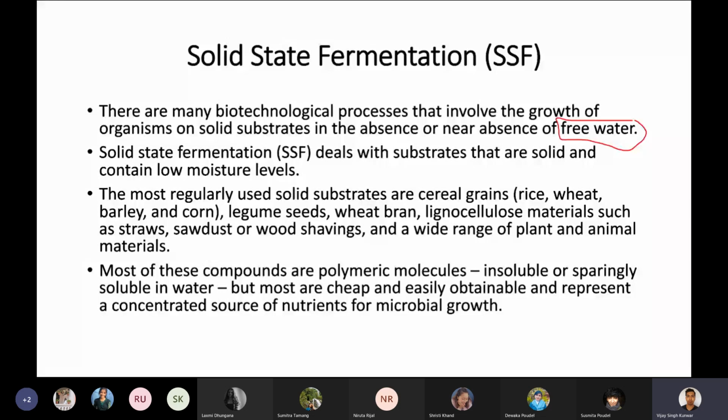So solid state fermentation deals with substances that are solid and contain low moisture levels. The most regularly used solid substrates are cereal grains, rice, wheat, barley, and corn, legume seeds, wheat bran, cellulose materials such as straw, sawdust, or wood shavings, and wide range of plants and animal material. So essentially we are using biomass, right? Dried or semi-dried biomass. So most of these compounds are polymeric molecules, insoluble or sparingly soluble in water, but most are cheap and easily obtainable and present a concentrated source of nutrients for the microbial growth. So these are cheap but easily obtainable, and they are the concentrated source of nutrient for the microbial growth.